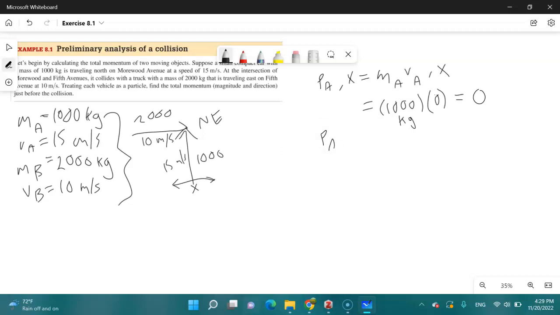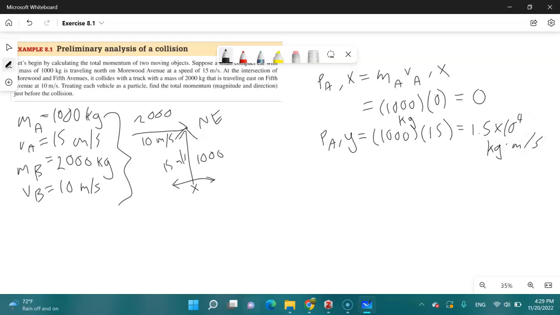So now let's try to do the momentum of the car in the y direction. And once again, we put the mass, but now we do have a velocity that we can plug in, so it's going to be 15. And we know that now the momentum in the y direction for the car is 1.5 times 10 to the 4th kilograms times meters per second.